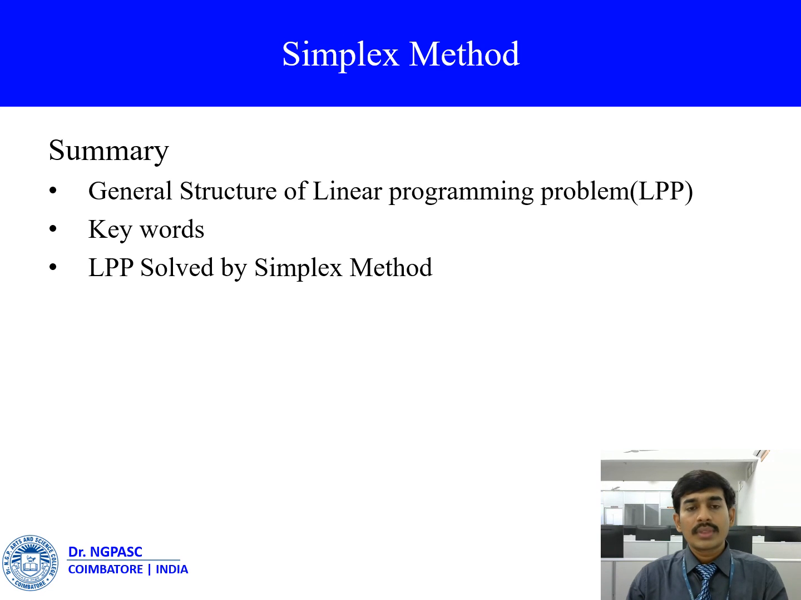In summary, we learned about the general structure of a linear programming problem, then the keywords: slack variable, surplus variable, artificial variable, pivot element, pivot row, pivot column, and minimization and maximization problems. Then this LPP was solved by the simplex method.